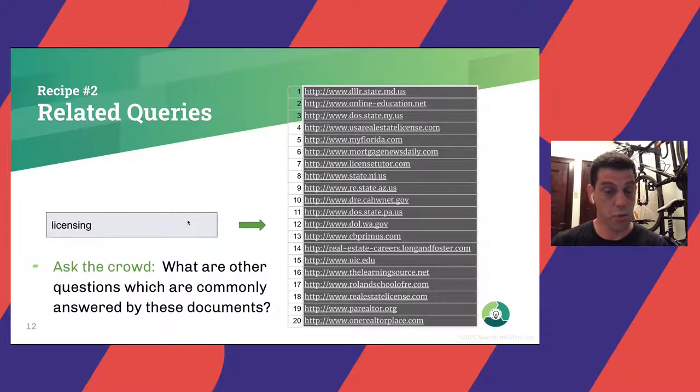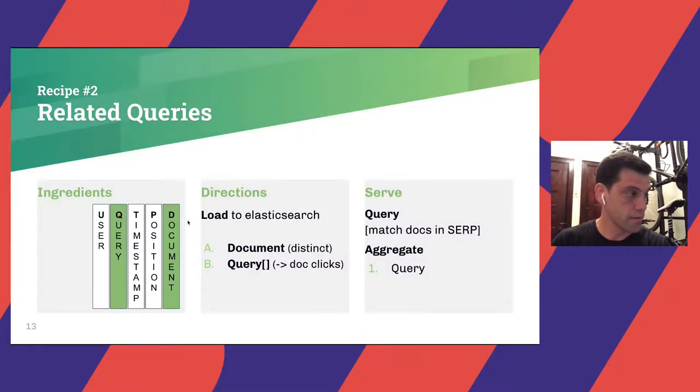So we're finding the other ways in. We found some things that are relevant to licensing, but we want to know what other topics they're relevant to, because those will be your related searches. So this time we need the query and the documents, and we're going to group it this time by the document. So there's a different index, different shape, different transformation.